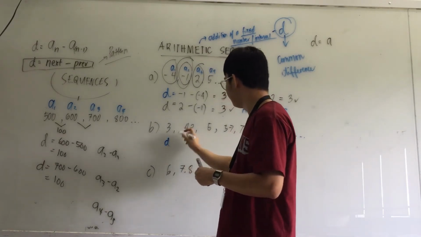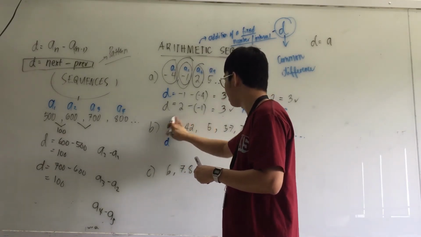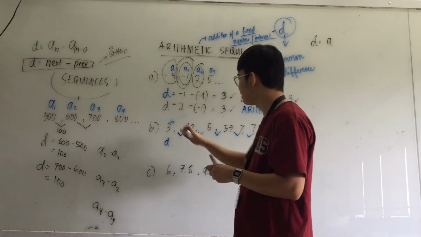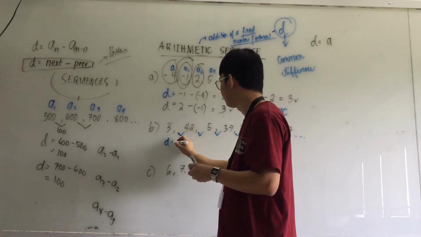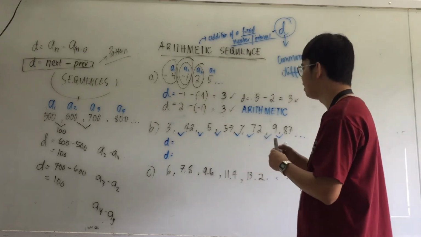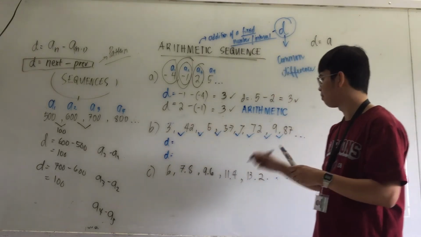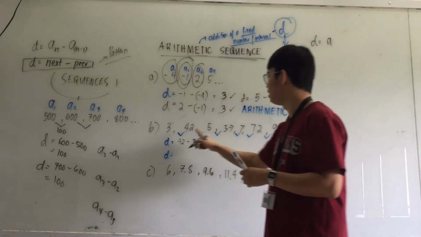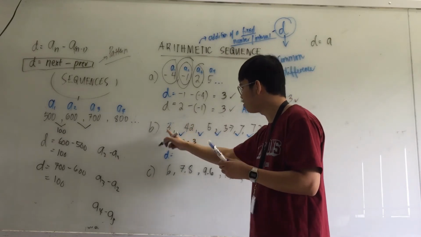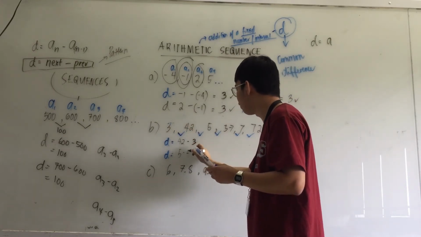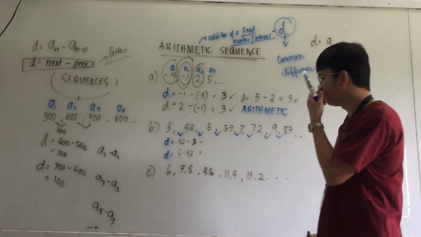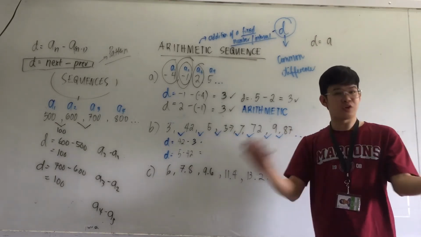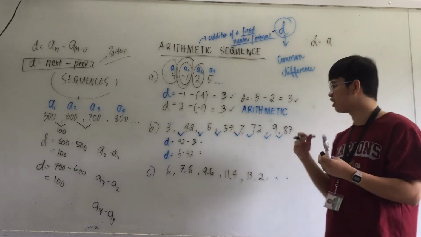So let's find D here. Sorry, let's just use this notation. If there exists a difference. Okay? What is 42 minus 3? Let's list it first. So this becomes 42 minus 3 and then 5 minus 42. See, when only two have been computed and they don't match, therefore, don't continue. It is not arithmetic. Let's try to see here.